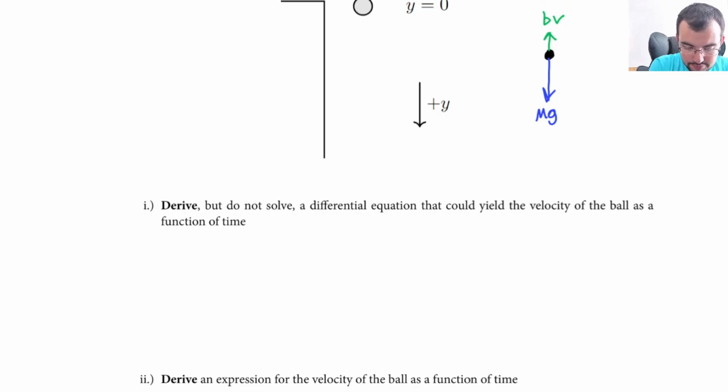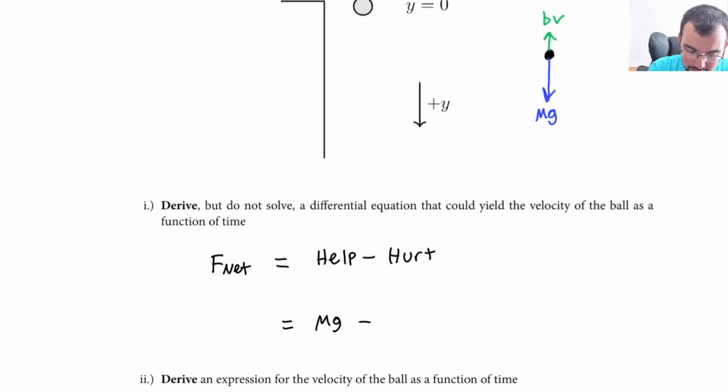Anytime we have to derive the differential equation, we need to do Newton's second law. So the net force would be, we should always start from help minus hurt, so it's clear. What's helping the ball move? mg. What's hurting the ball? bv.